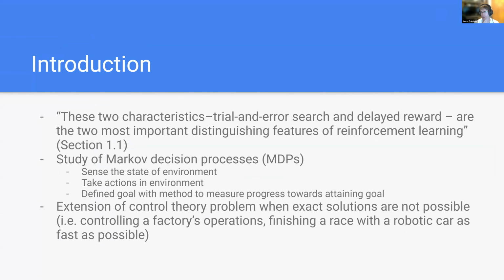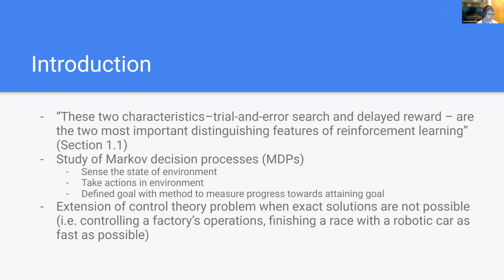Okay, so now I'm going to get a little bit into the introduction to the topic that is covered in chapter 1. If you want just one sentence, this is what Sutton and Barto think is the most important thing to point out when introducing the topic. They say trial and error search and delayed reward are the two most important distinguishing features of reinforcement learning.